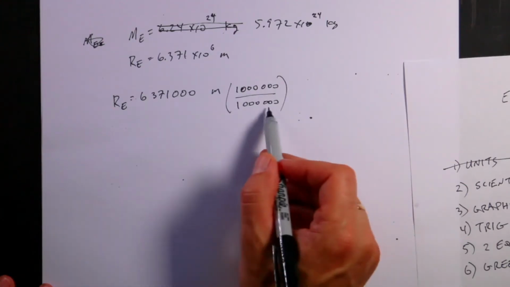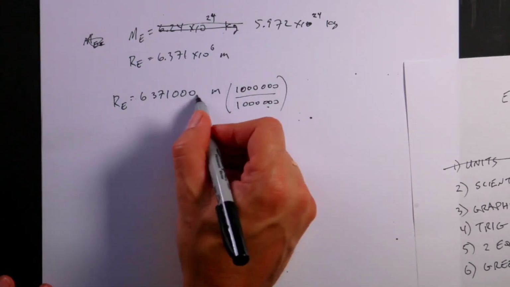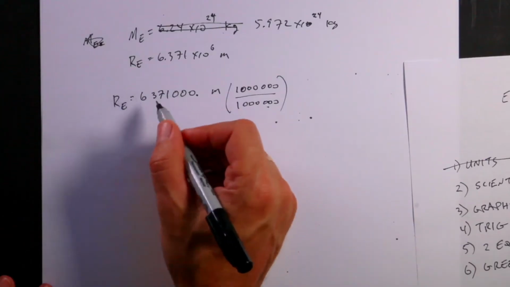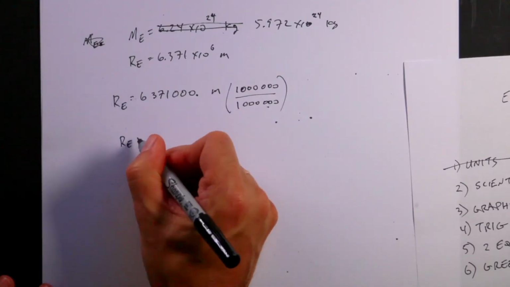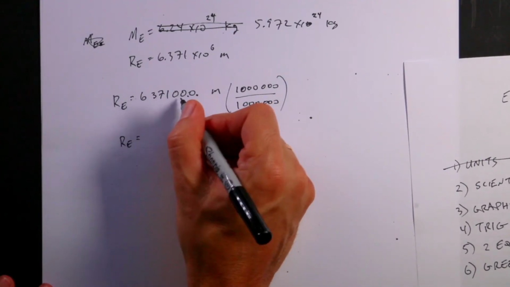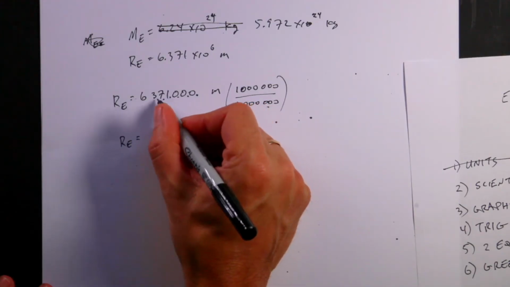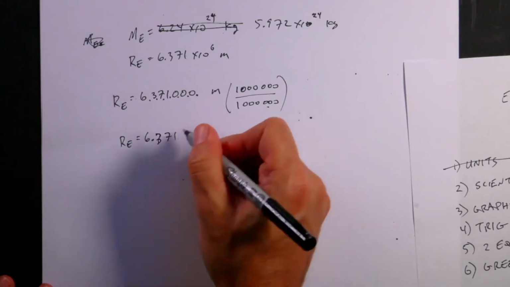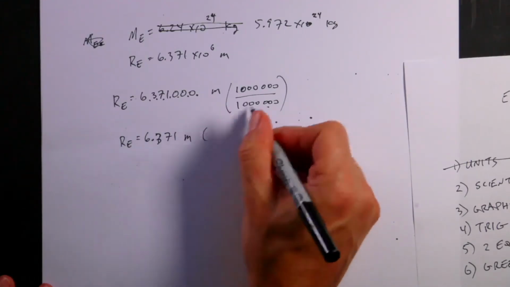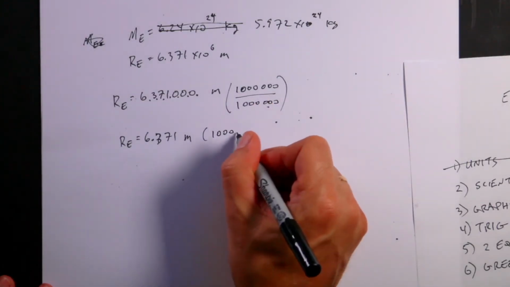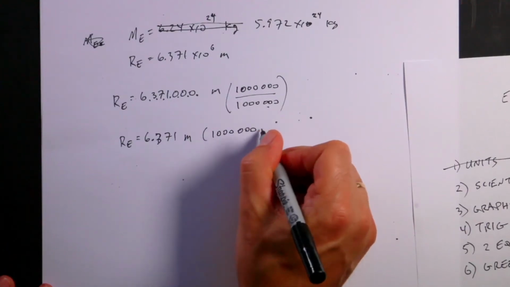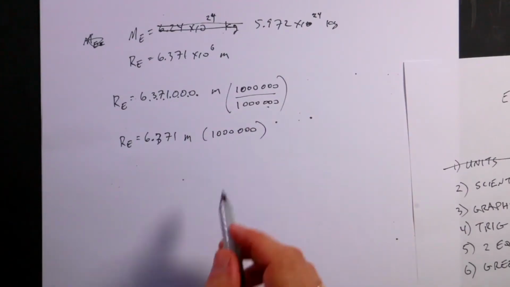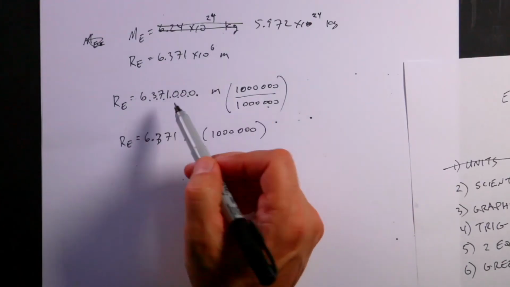This one I divide. If I divide by 10 to the 6th, I need to move the decimal place 6 places that way. So I get RE equals 6.371 meters. But then I still have this other one. If you multiply these together, you get back to the original number, and that's good.